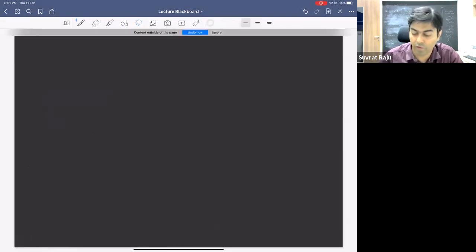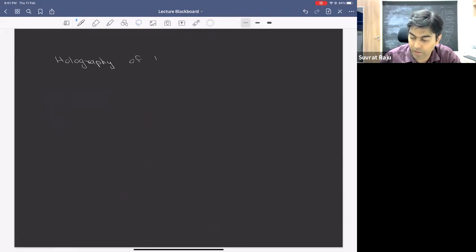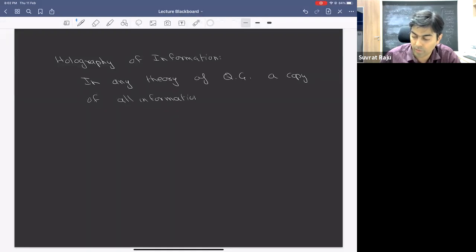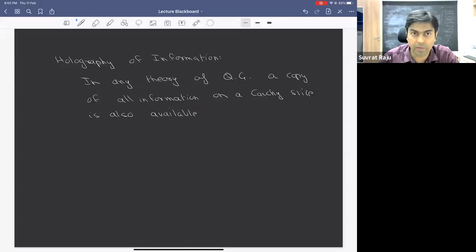We are going to formulate the following principle, which is what the name I used, but I didn't explain. And the principle is going to be that in any theory of quantum gravity, a copy of all the information on a Cauchy slice is also available near its boundary. And so this is an interesting kind of statement.